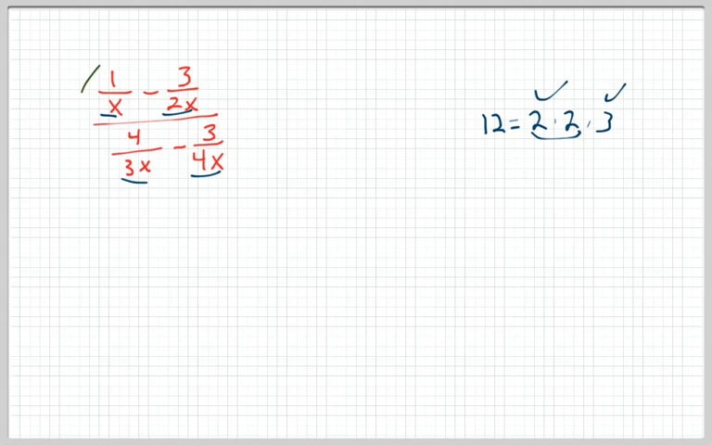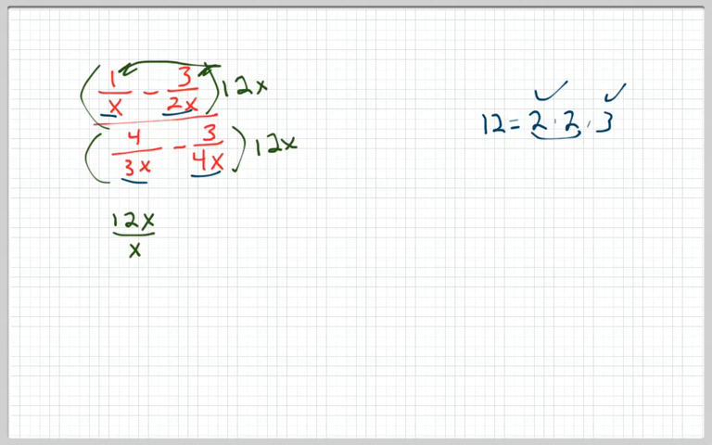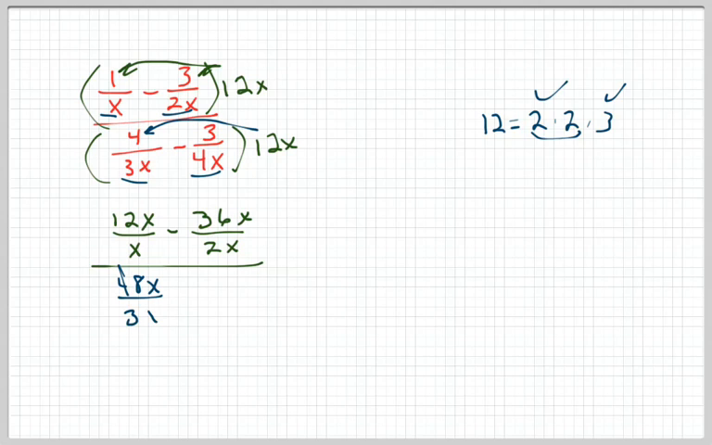So what I'm going to do is take the top times 12x and the bottom times 12x. Now on top here I have a binomial, so that thing has to get distributed to each numerator, and I get 12x over x, that's the 1 times 12x, minus 36x over 2x, that's 3 times 12x. On the denominator, I take my 12x distributed to 4. That's 48x over 3x minus 36x over 4x. And the reason I use 12x again is because every denominator goes into it evenly.